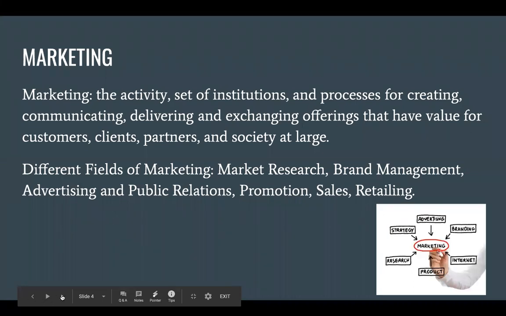And something not a lot of people know is that there are different fields of marketing. There's market research, brand management, advertising, public relations, promotion, sales, and retailing, which are different parts of marketing, but we won't get too much into that.